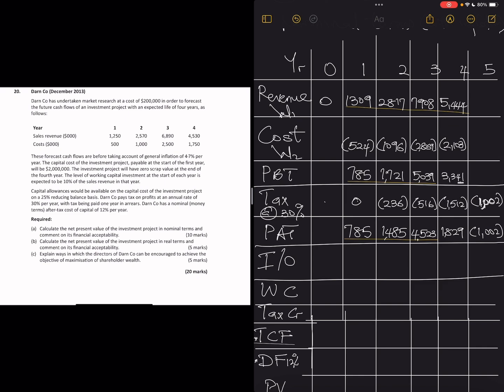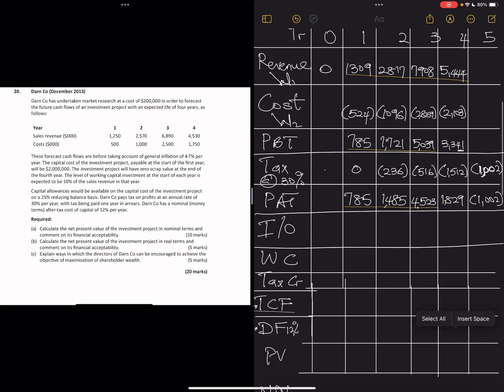Now let's move to the balance sheet items. Initial outlay, which is what we invested in the beginning, and that is this 2 million. Yeah, that was given to us. So initial outlay is in brackets, 2 million. Now working capital, I'll call it working 3 because I explained this in my previous video.